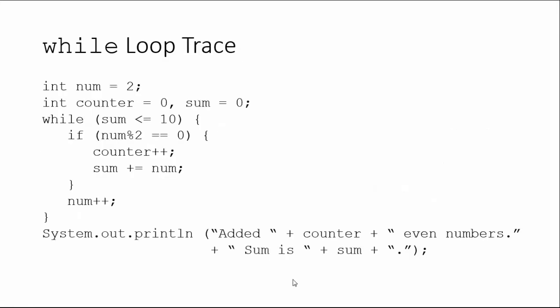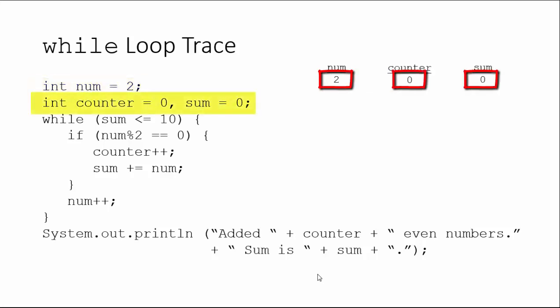Now I'll show you a skill called tracing your code. You'll become experts at doing this when looking for errors in your repetition statements. So off to the side, I'm going to create columns for each of my variables. So num is initialized with 2 and counter and sum are initialized with 0. While sum is less than or equal to 10, I'm going to look at the value in my column under sum, and I'm going to compare, is sum less than or equal to 10 true?